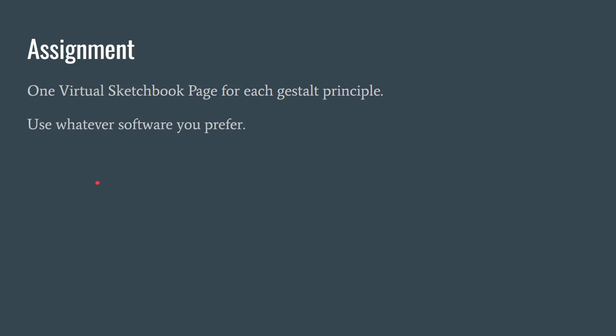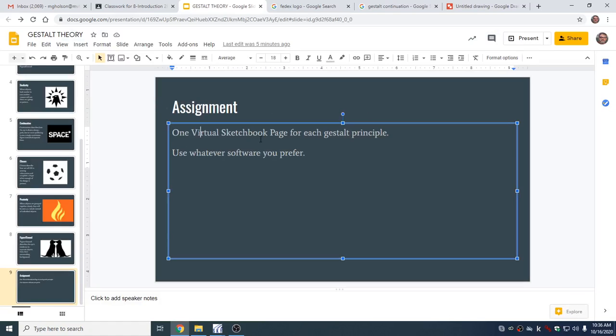So your assignment: 1 virtual sketchbook page for each Gestalt principle. So that's going to be 5 total virtual sketchbook pages. Each sketchbook page should have 3 examples and the definition for each sketchbook page.